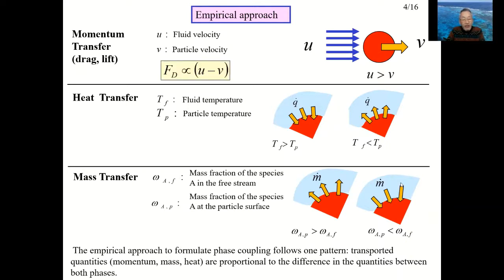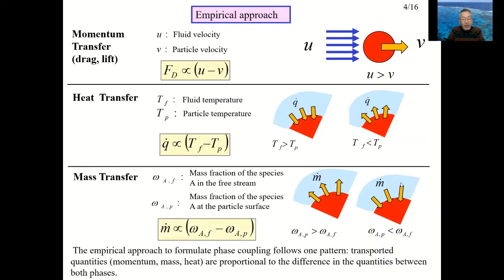The momentum transfer is caused by the difference in momentum between the particle and the fluid. The momentum transfer takes the form of fluid drag. The drag is proportional to velocity difference. The heat transfer is caused by the temperature difference between the particle and the fluid. Mass transfer is caused by the difference between the mass fraction of the substance on the particle surface and the mass fraction in the fluid.